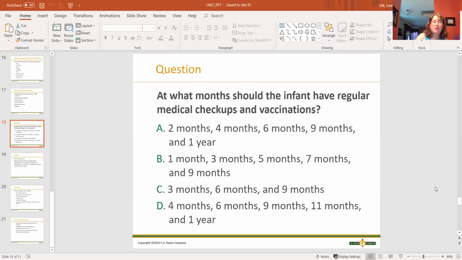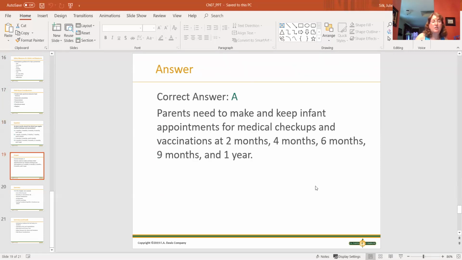At what month should the infant have regular medical checkups and vaccinations? This would be A. The parents need to make and keep infant appointments for medical checkups and vaccinations at 2 months, 4 months, 6 months, 9 months, and 1 year.